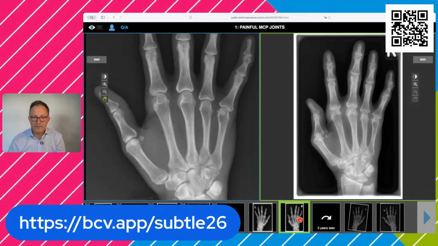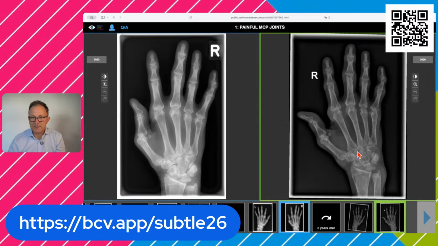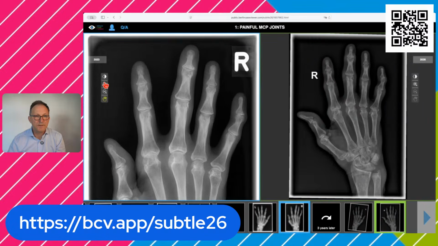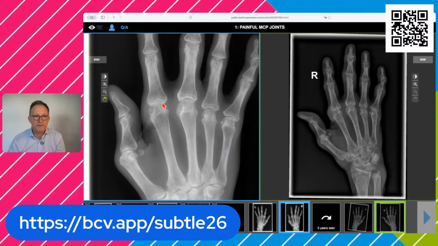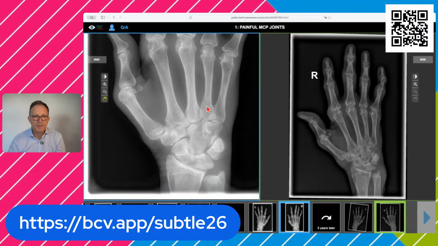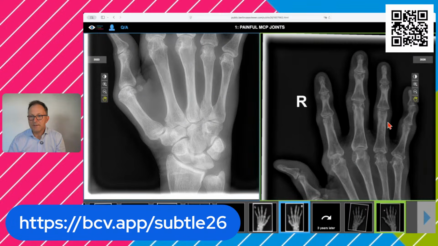And what I wanted to demonstrate is especially the progression from 2023 to 2026. If you now take a closer look at the styloid process on the right, you can see the joint space narrowing, erosions. But the styloid process somehow has survived all the years, looks normal. And now this is no longer the case.